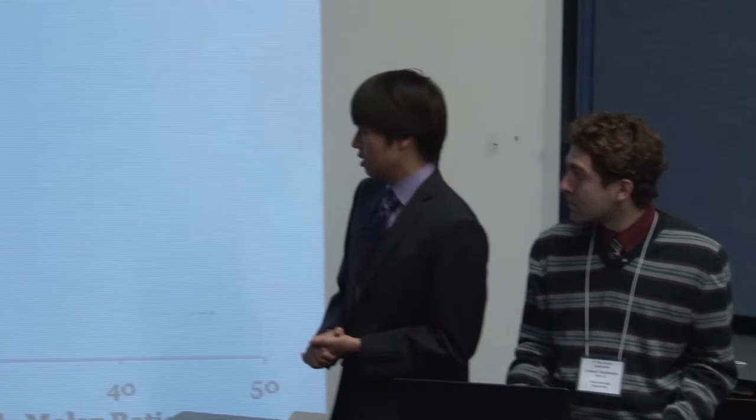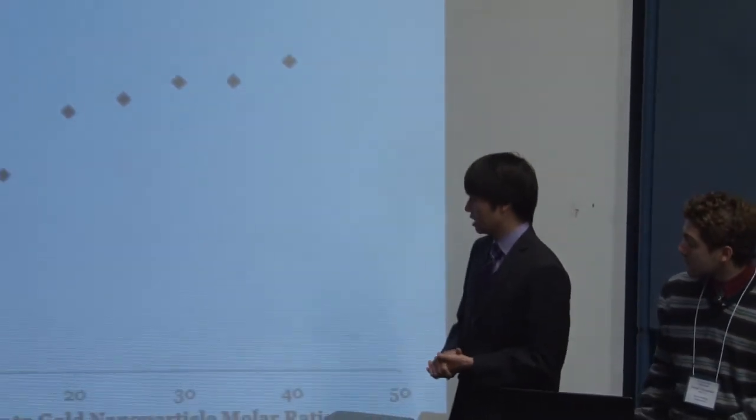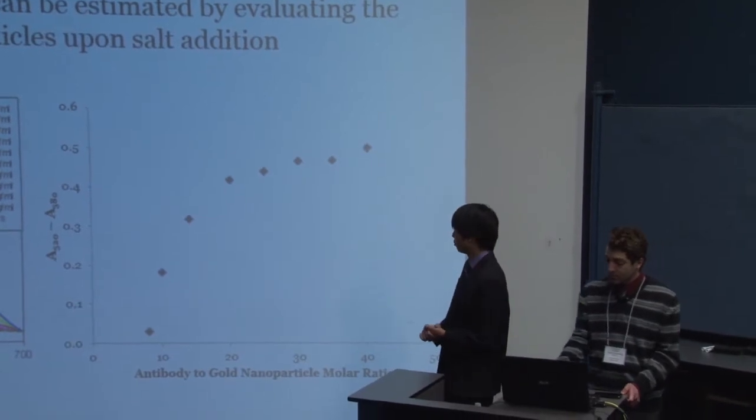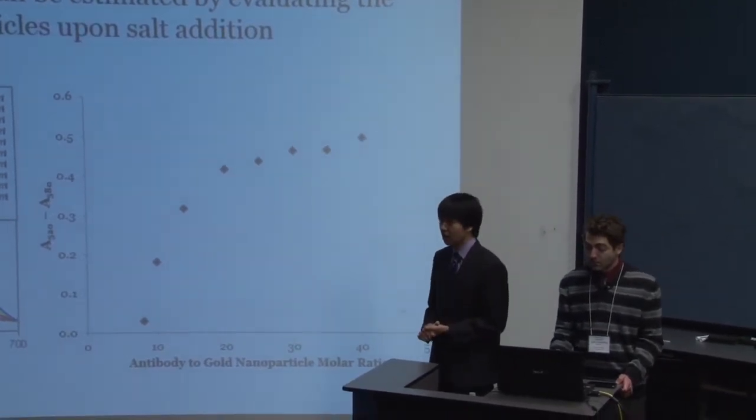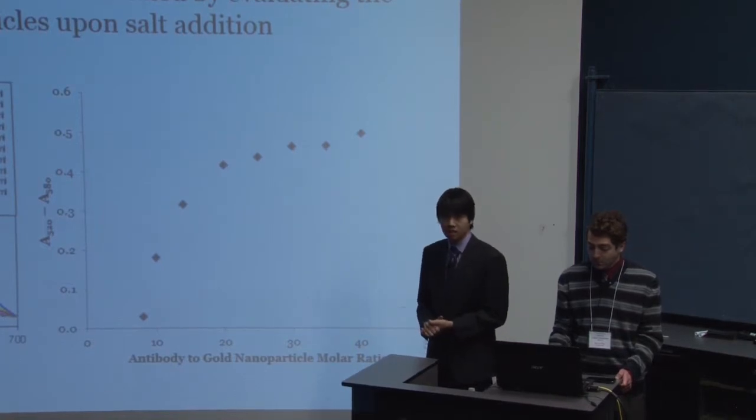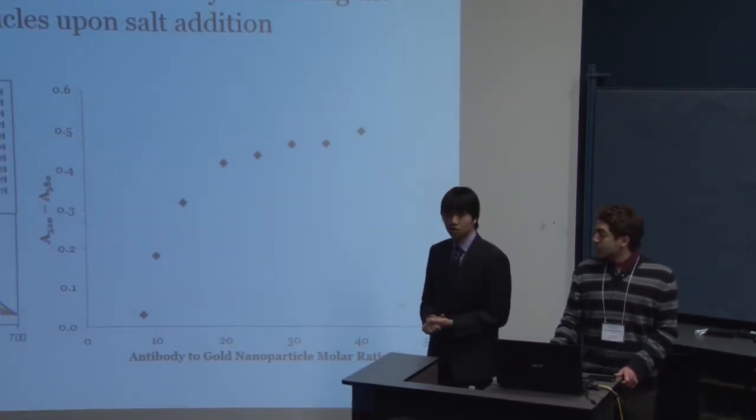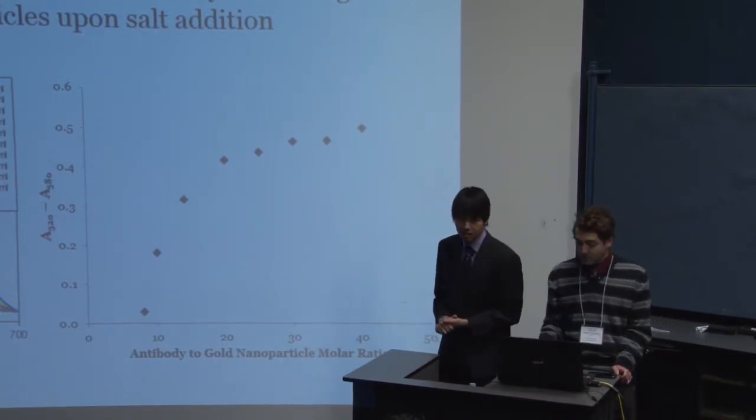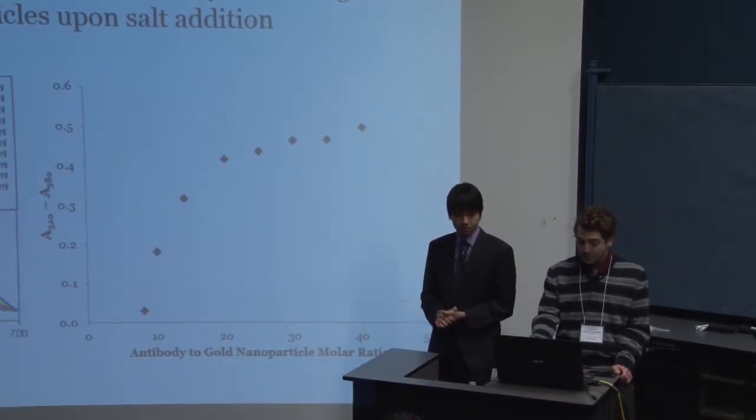We plotted the absorbance difference against the antibody to gold nanoparticle molar ratio, and we can see that after a molar ratio of around 20, additional antibodies did not contribute significantly to the stability of the system. Therefore, for the actual preparation of our complexes, we use the 1:25 ratio of antibodies to gold nanoparticles.